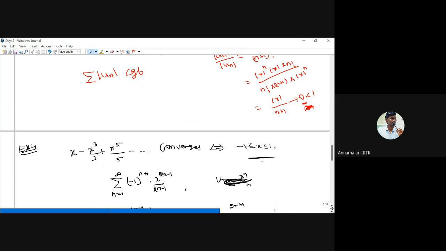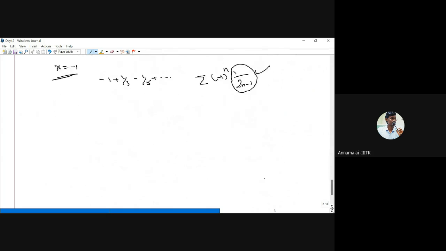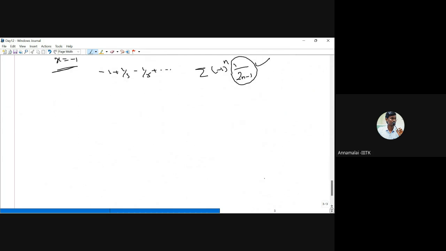Now, we have another problem. Suppose some series contains cos, sine. Before that, you should know what is the bound for cos. The graph of sine and cos always lies between -1 and +1, right? Therefore, modulus of sine x is always less than or equal to 1. Because if you look at the graph, it always lies between -1 and +1. It's bounded by 1. Similarly, the cos x graph is also always bounded by 1.